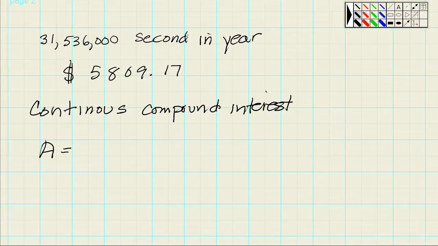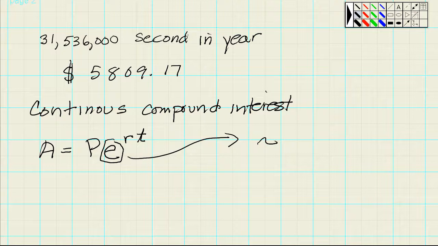The total amount will be equal to the initial amount, the principal, times e raised to the power of rt. P, r, and t still mean the same thing they always did. And e is a number. It's approximately 2.718, and you can find it on your calculator.